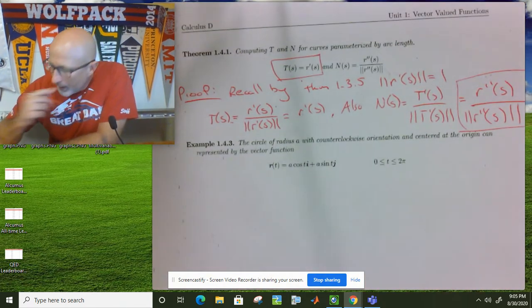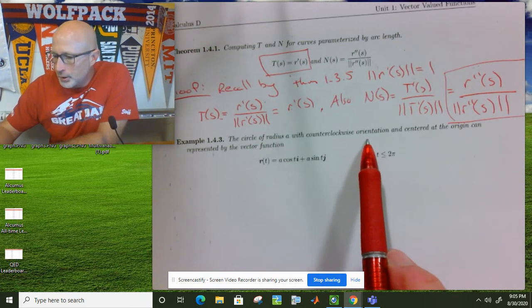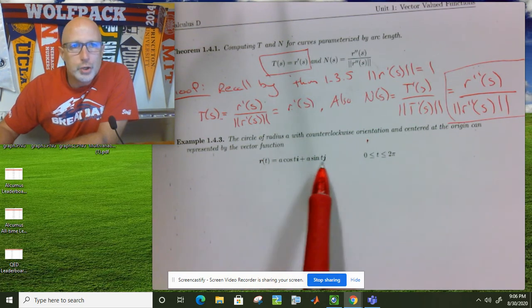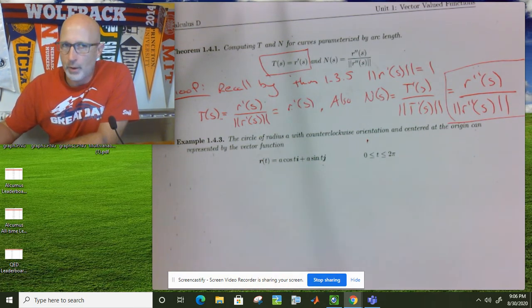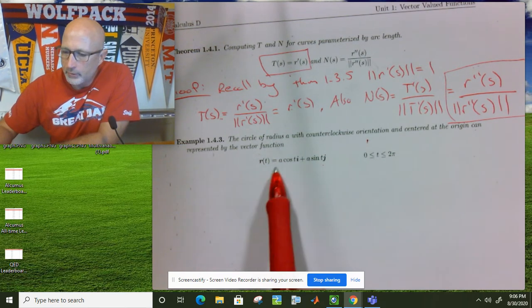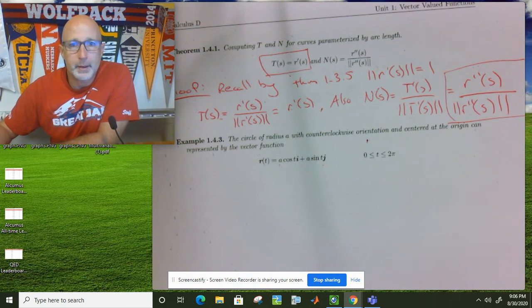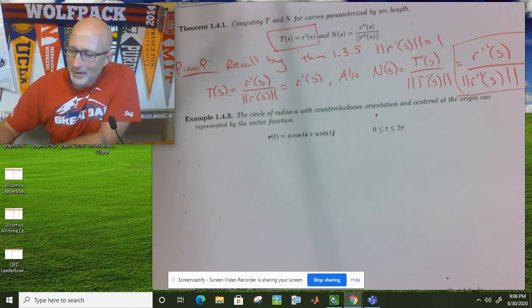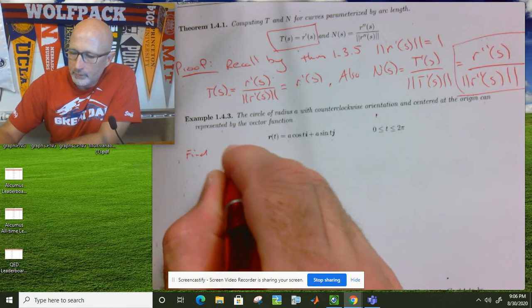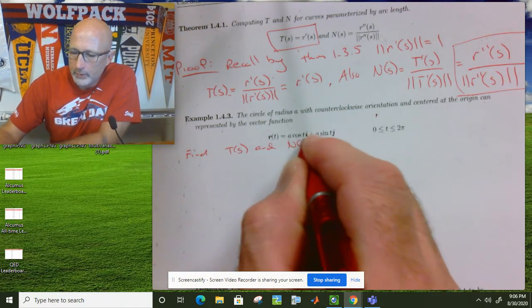So a circle of radius a with a counterclockwise orientation and centered at the origin can be represented by the vector-valued function this. You should know this already. This has come up 3, 4, 5 times already, so you should know how to find the vector-valued equation of a circle with radius a. There's the a, cosine, sine, and that's simply it. Oh, I left off the question. The question should say, find T of s and N of s.